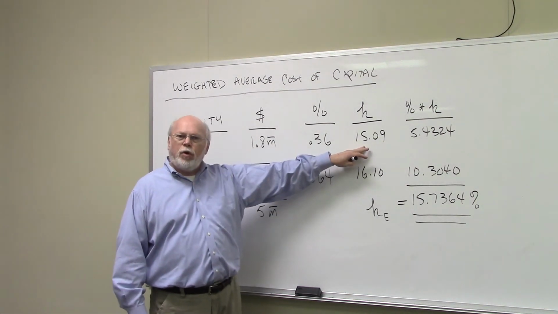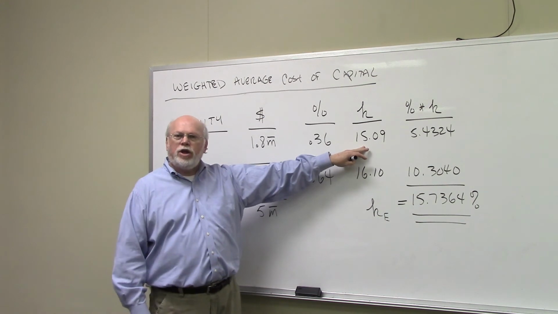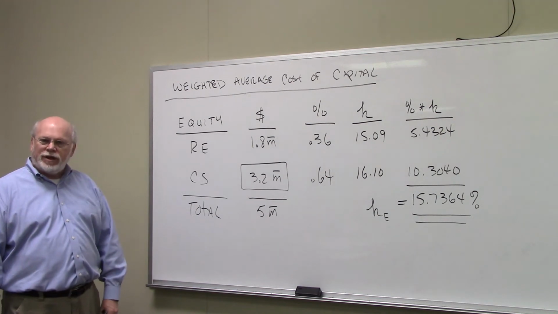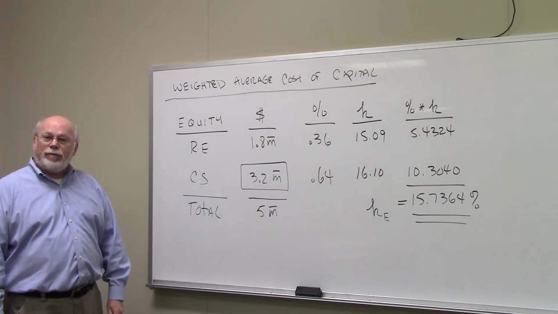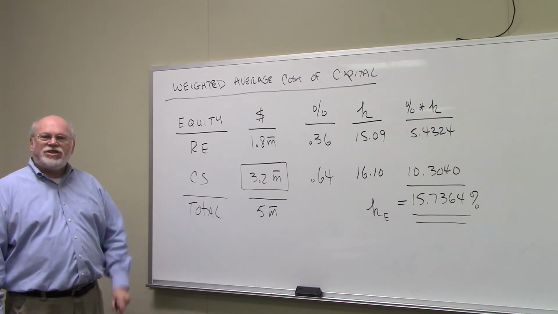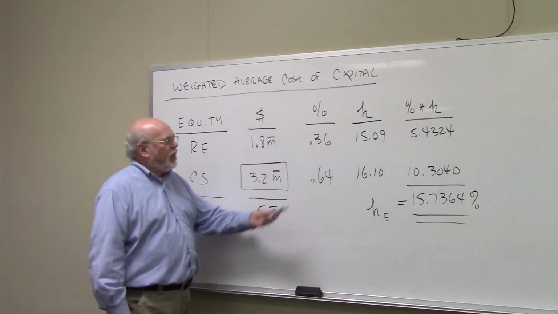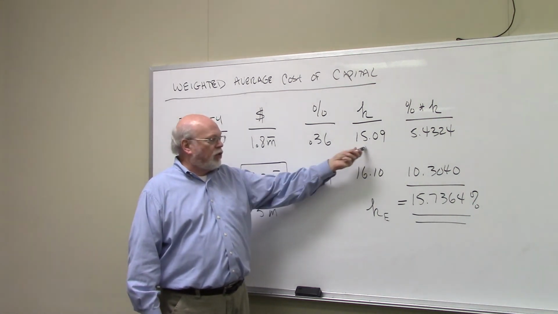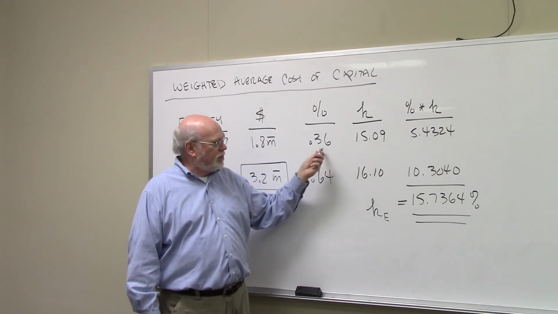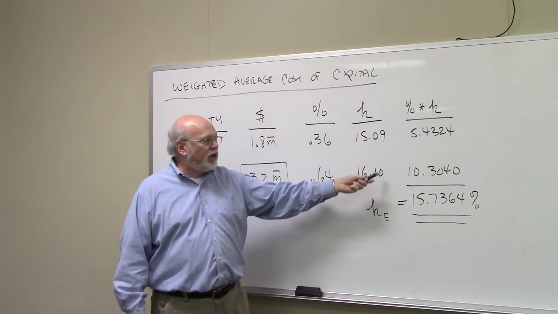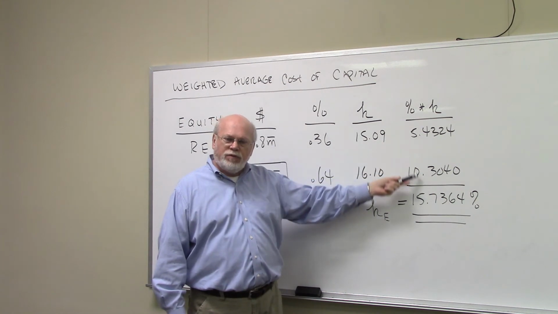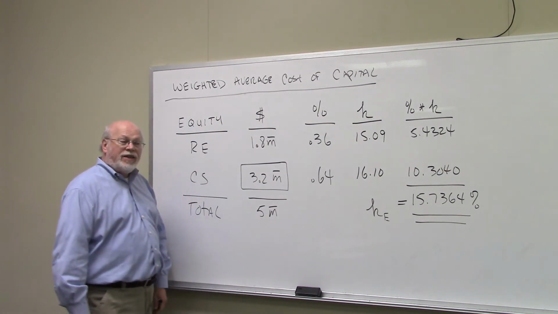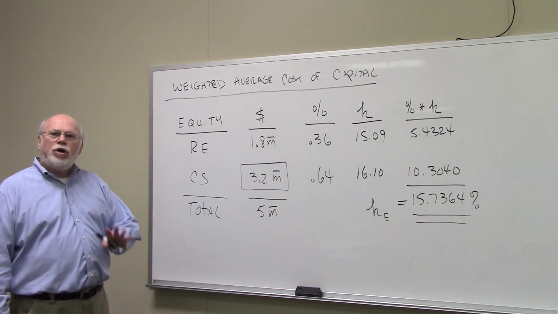We calculated the component cost of capital early on. We know that the component cost of capital for retained earnings is 15.09%, and we've already calculated the cost of capital for common stock. It's 16.10%. If you multiply the percentages times the component cost for common stock and for retained earnings, this is retained earnings, this is common stock, we get these products here. And if you sum those, you get 15.7364%. And that is the component cost of capital for equity.